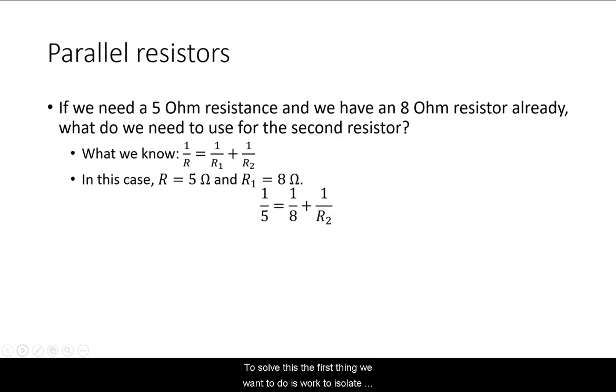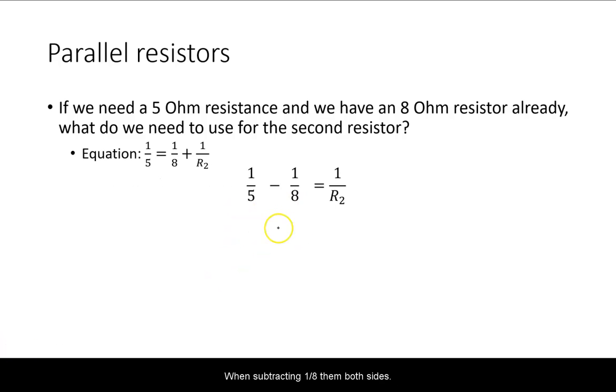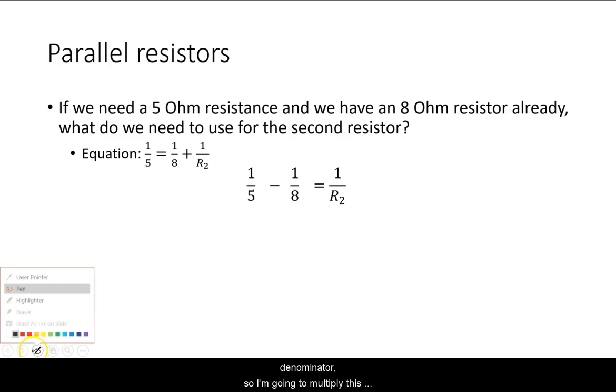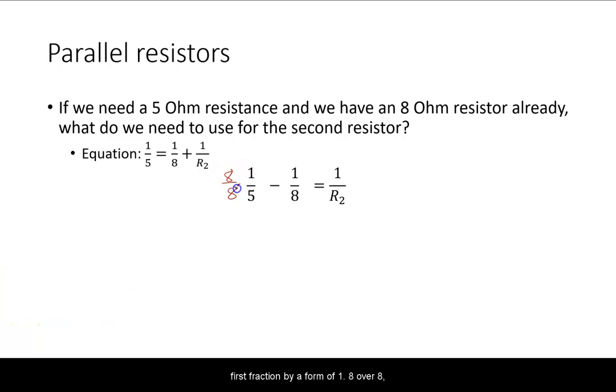To solve this, the first thing we want to do is work to isolate this R2. So I'm going to subtract 1/8 on both sides. When subtracting 1/8 on both sides, or to subtract fractions, we need to get a common denominator. So I'm going to multiply this first fraction by a form of 1, 8 over 8, and the second fraction also by a form of 1, 5 over 5.